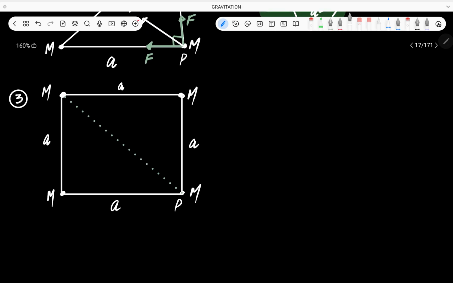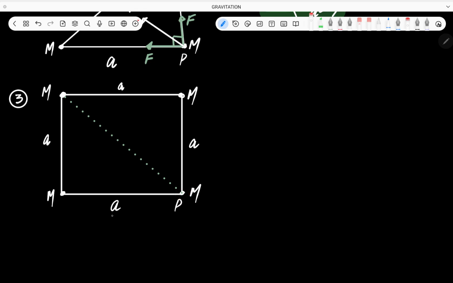This is example number 3. Now we have to calculate the net force on the particle P. Again, how many forces are there on the particle P? यहाँ पे आप थोड़ा सा ध्यान रखेंगे. There are 3 forces on the particle P. Force number 1 is due to this m, another force is due to this m, and the third force is due to this m. So how many forces are there on this particle?